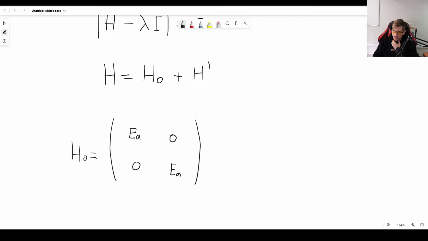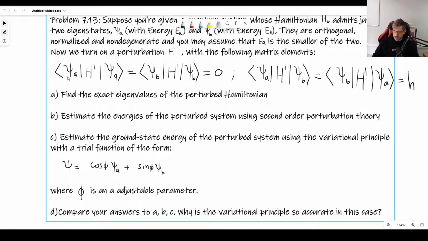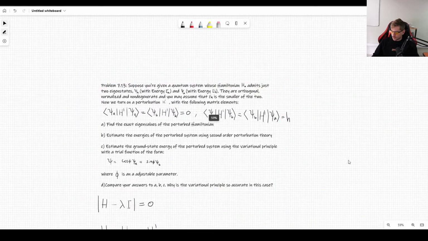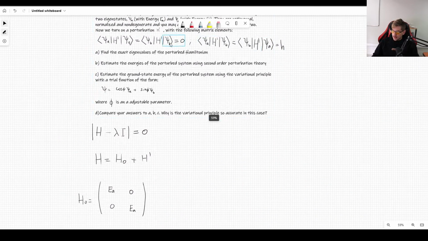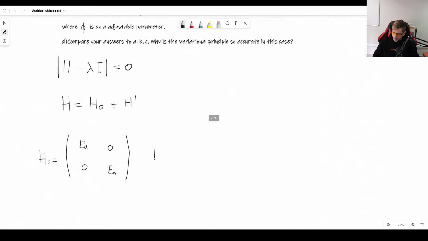H' will be even simpler because we are given each one of its matrix elements, right? We have H' AA, H' BB, H' AB, H' BA. So for that reason, we simply have to take these values and plug them into a matrix. I'm just going to make this very clear: it is H' AA, H' AB, H' BA, H' BB.